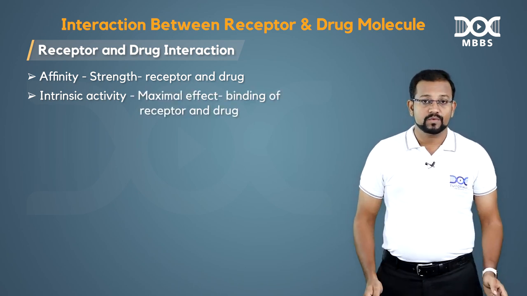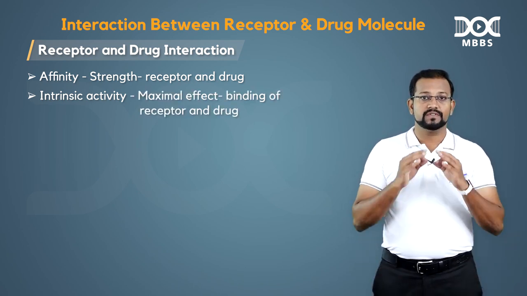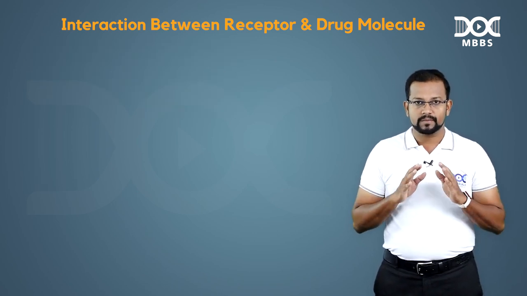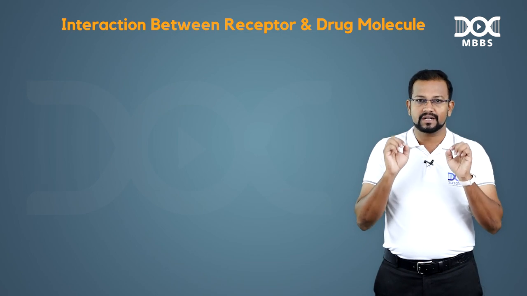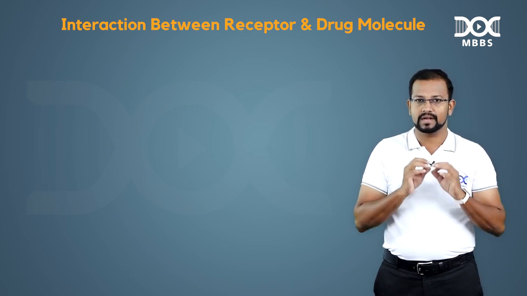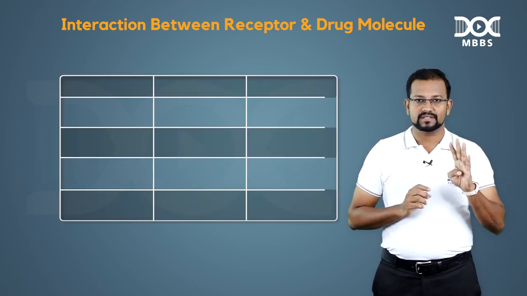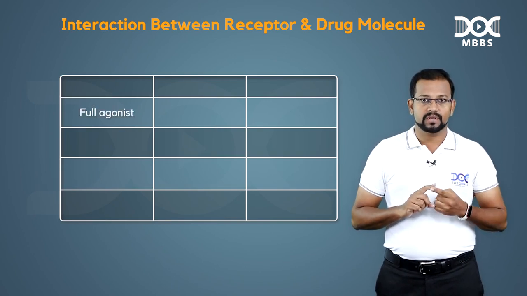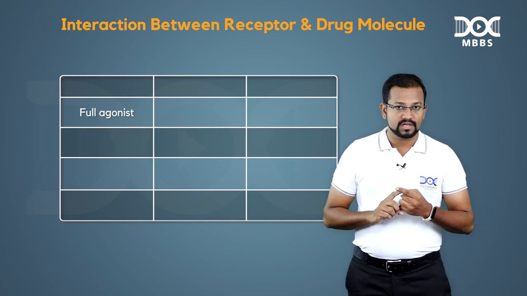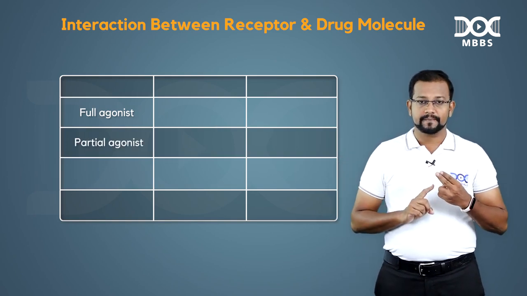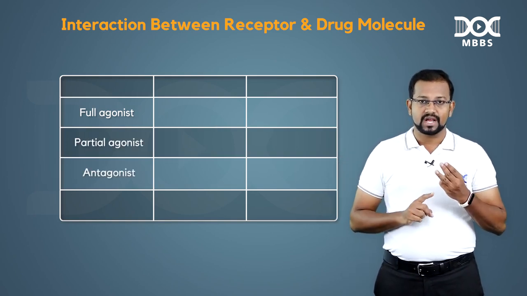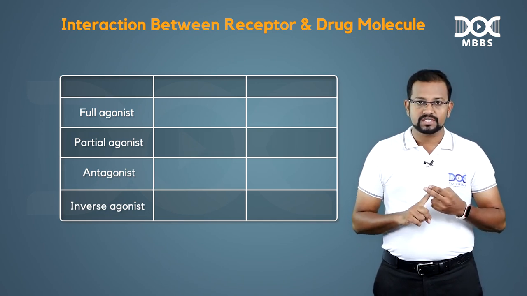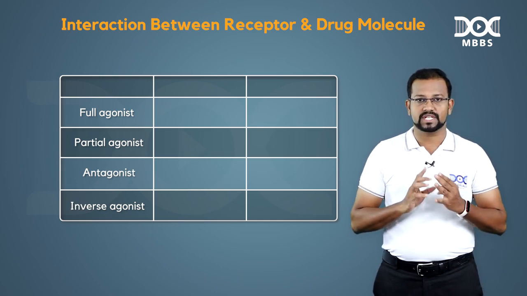So the maximal effect which can be observed because of binding of a receptor and drug, that will be termed as intrinsic activity. Based on these two different terminologies, we are going to classify the interaction between a drug and a receptor into four major classes. The first one is called as an agonistic agent. As we can see in this table which has been displayed, we have agonist, we have partial agonistic agents, we have antagonistic agent, and we have inverse agonistic agent. Agonist or full agonist, partial agonist, antagonist, and inverse agonist.